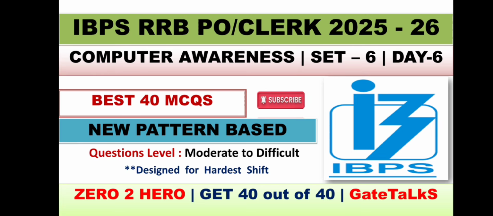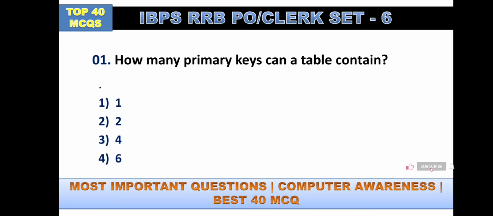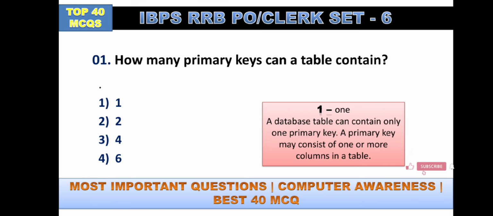So let's start. See, the first question you can see on the screen is how many primary keys can a table contain? Is it 1, 2, 4 or 6? Here the answer is option number 1. See, a database table can contain only one primary key. A primary key may consist of one or more columns in a table.